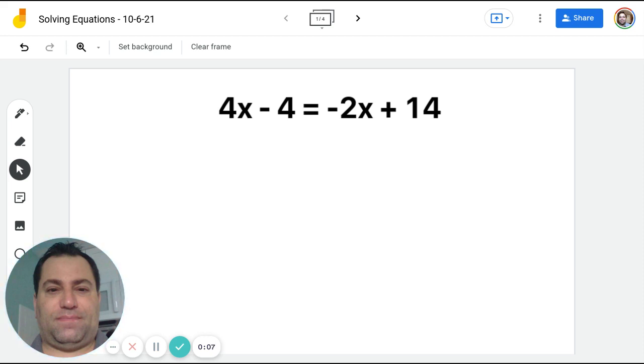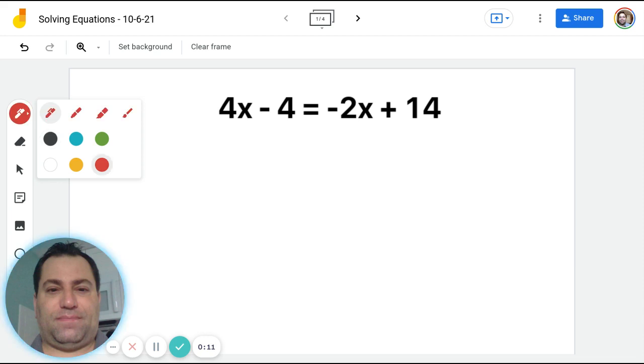Let's get started. So in this first problem, we have an equal sign. That's how we know it is an equation. We're going to draw our wall in, and we're going to go term by term. So our first term is 4x. That has a variable in it, so we're going to keep that on this side.